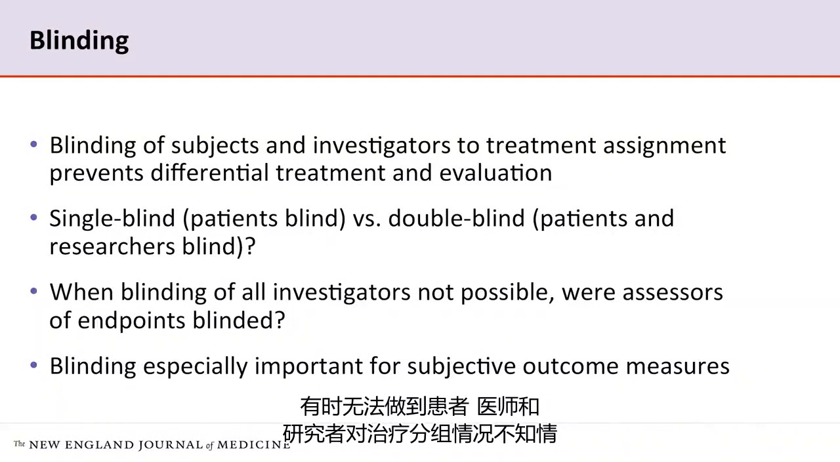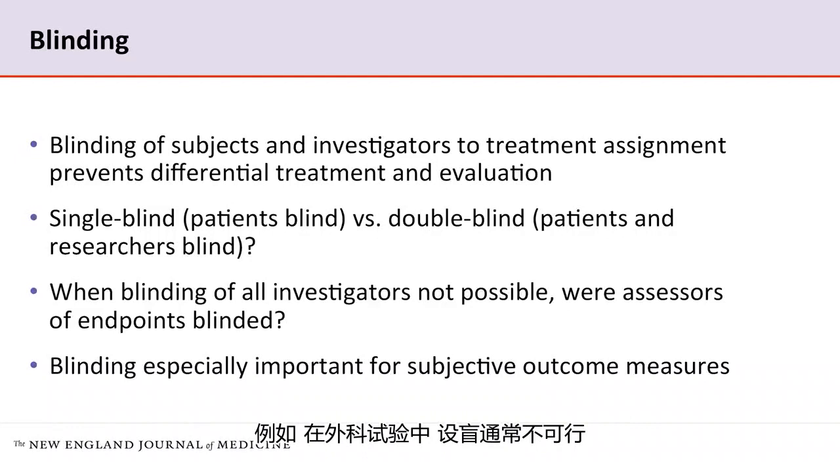It is not always possible for patients, their clinicians, and investigators to be unaware of treatment assignment. For example, blinding is often not feasible in surgical trials. When blinding of all investigators is not possible, endpoints should be determined by assessors who were unaware of treatment assignment. Blinding is especially important for subjective measures.